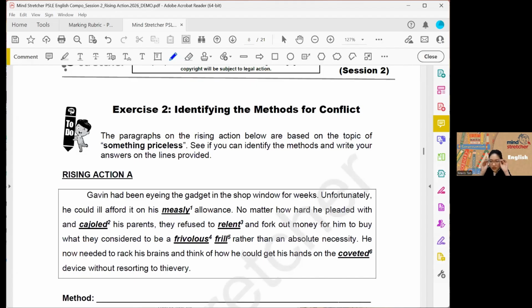How do you show not tell for emotions? That's like a whole list. You can attend classes at Mind Stretcher because there are a lot of phrases. Our comprehension passages, our model compositions, they all contain show not tell. So go look. Show not tell.